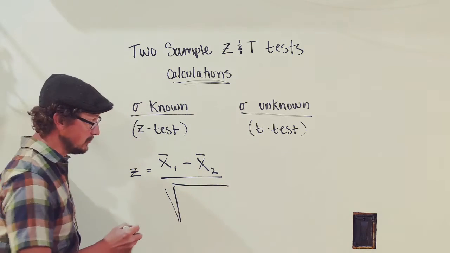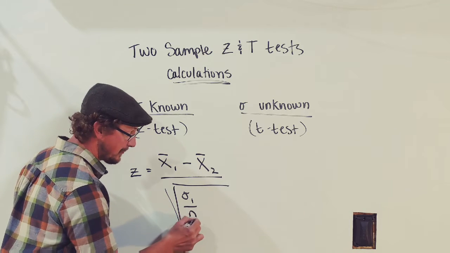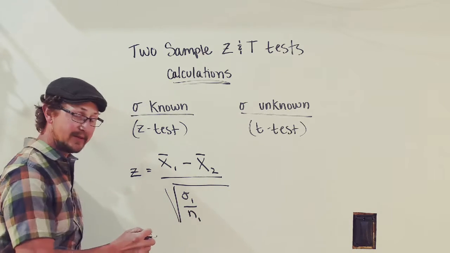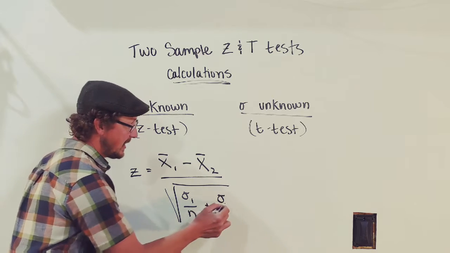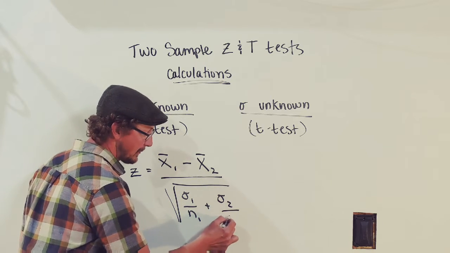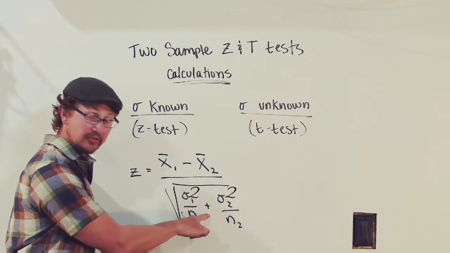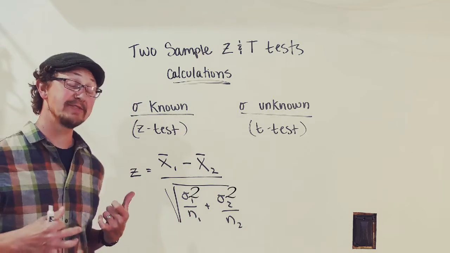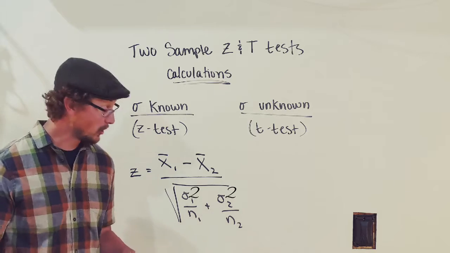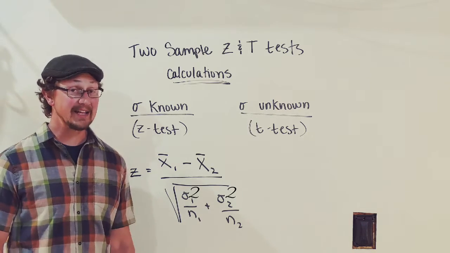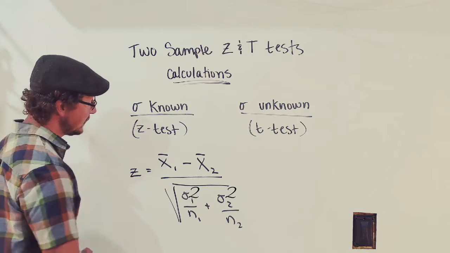It's the square root of the standard deviation of the first over the sample size of the first population plus the standard deviation of the second over the sample size of the second. You'll notice that this is a plus, and even though we're finding the difference, we remember that standard deviations can only grow. That's why we're adding the two population standard deviations.